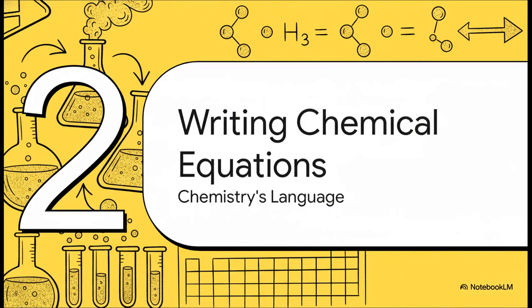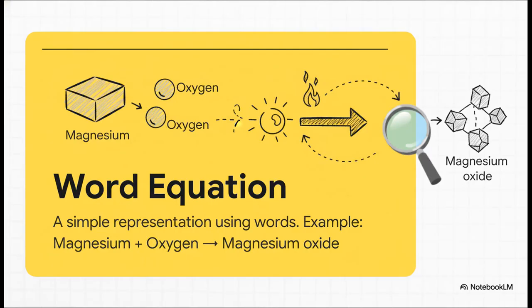Now, seeing these changes is one thing, but in chemistry, we need a simple, standard way to write down what's happening. And that's where chemical equations come in. You can think of it as the language of chemistry. The simplest way to start is with a word equation. It's exactly what it sounds like. We just use the names of the substances.